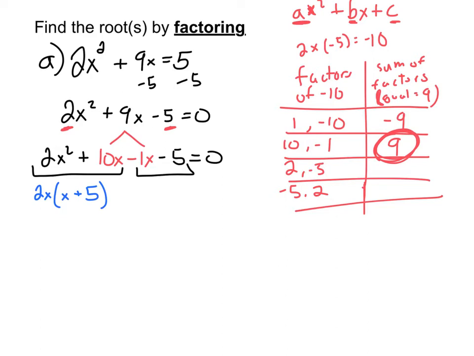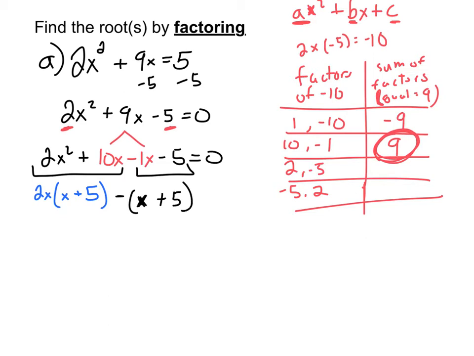You can see how if I were to distribute this again, if I take this 2x and multiply by x, I'd be left with 2x squared. And if we take this 2x and multiply by 5, I'd be left with 10x. Then for the next one, I'm going to do this in black. What's common amongst these two terms? There's a negative sign common amongst both terms. So I'm going to pull out a negative sign, and I'll be left with an x and a positive 5.